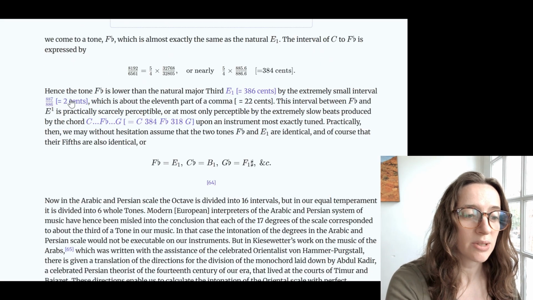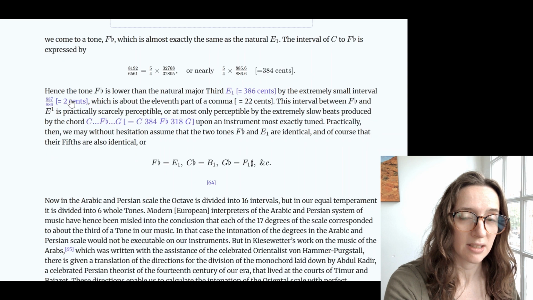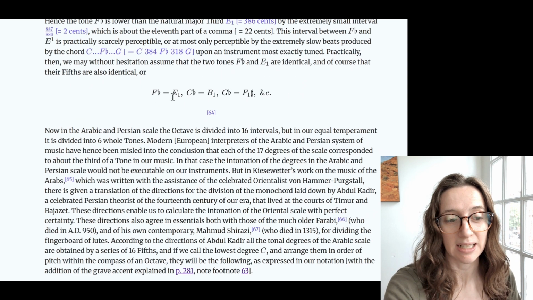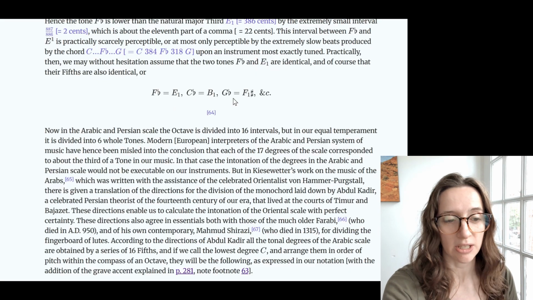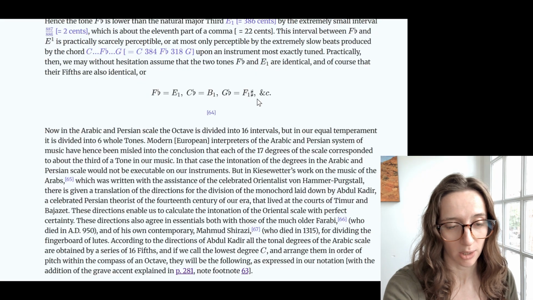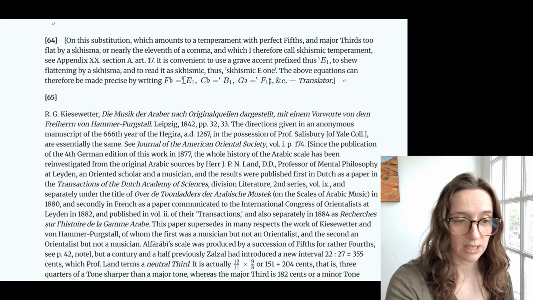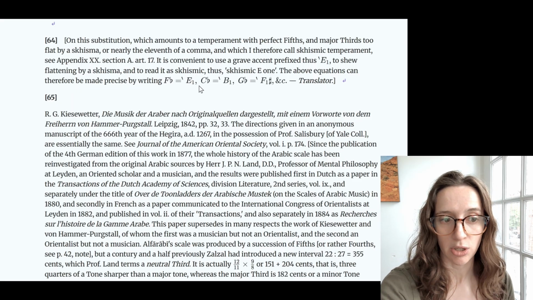They are just 2 cents different. So practically speaking, F flat equals E1, C flat equals B1, G flat equals F1 sharp, etc. Though the translator is going to use this accent here to denote the difference.